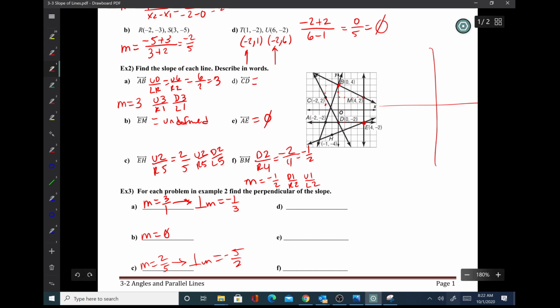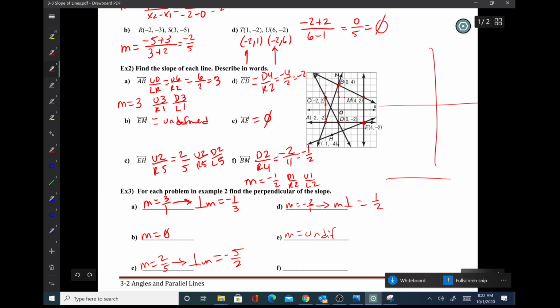What is D? CD, so it's down 1, 2, 3, 4, right 2, down 4, right 2, which is negative 4 over 2, which is negative 2. So the slope is negative 2. If the slope was negative 2 over 1, the perpendicular slope would be 1/2. Letter E, if the slope is 0, that means it's horizontal, so the slope would be undefined if it was perpendicular.